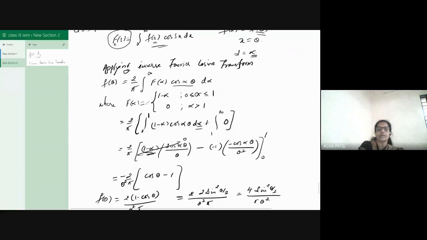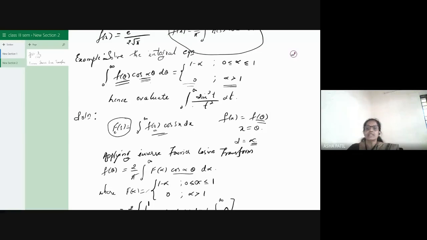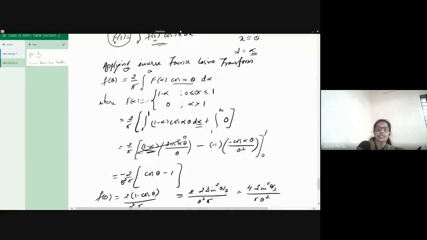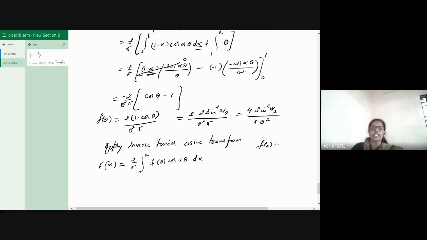What is asked? Hence evaluate the integral from 0 to infinity of sin square t by t square. Now we want this integral. When will you get this integral? You have got f of theta, and this answer is in terms of sin square t by t square. You can just replace theta by t. If you put that f of t here, you will be getting the integration of that. Later we have to think of what values should be substituted so that this becomes 1, and we will be evaluating that out.